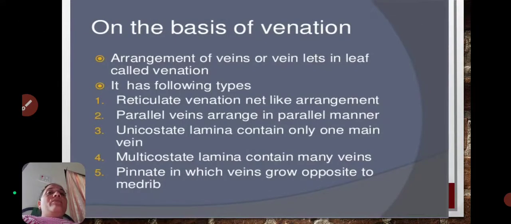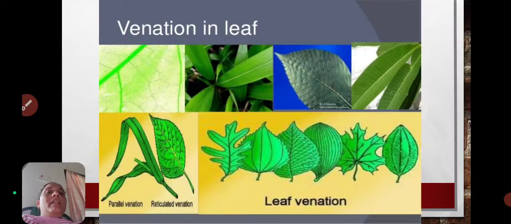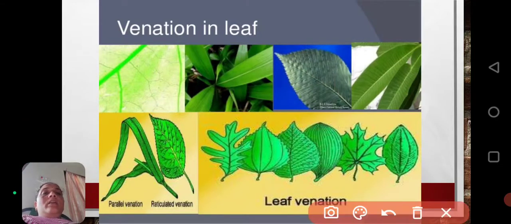Next, on the basis of venation, the leaves are of different types. Those are reticulate venation and parallel venation. The reticulate venation is mainly present in dicotyledon plants, and the parallel venation is present in monocotyledon plants. Okay. Parallel venation is like this. The veins are arranged like this. The veins are arranged in a parallel manner.